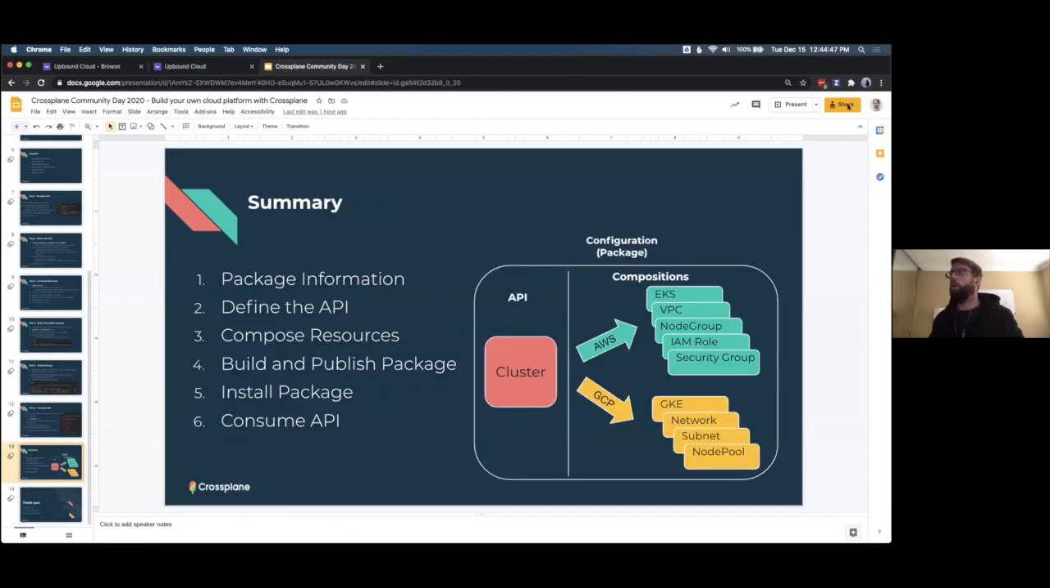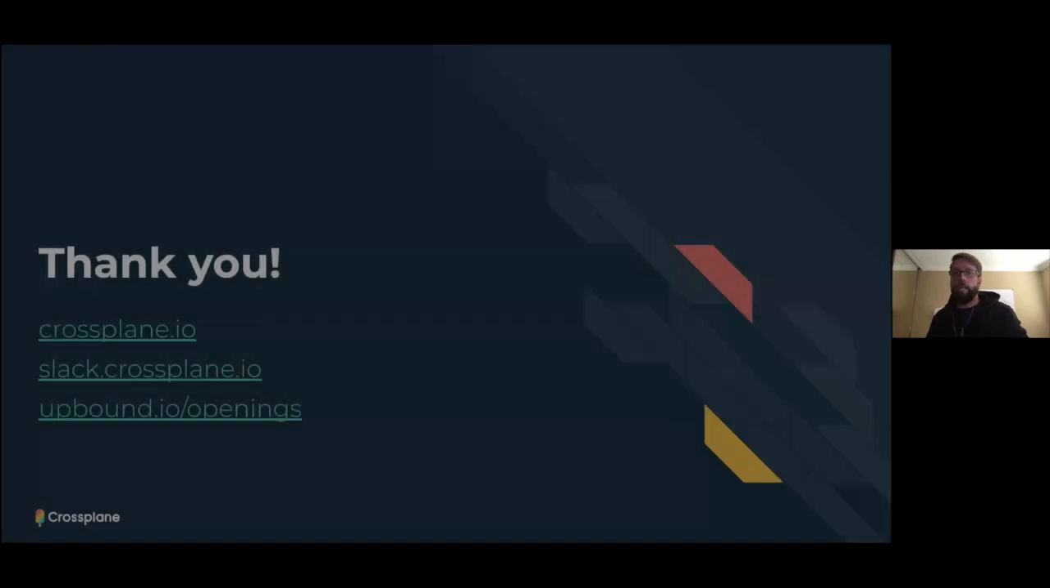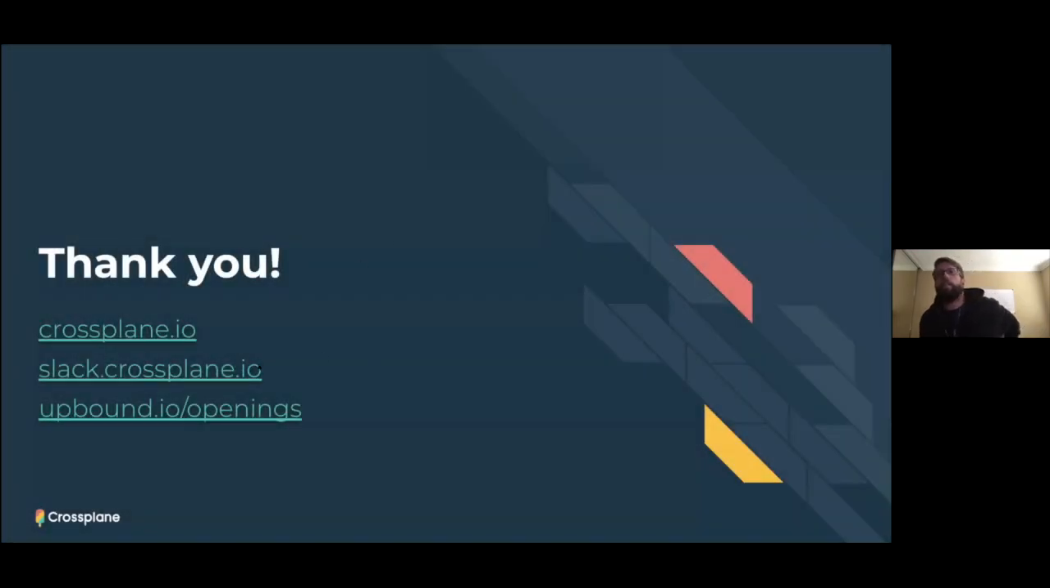So to wrap it up, I think we're just over time here. We stepped through all of the 6 steps necessary to create our own infrastructure API, to publish it, and to have our application teams consume it. And that is basically the end of the presentation and the demo.